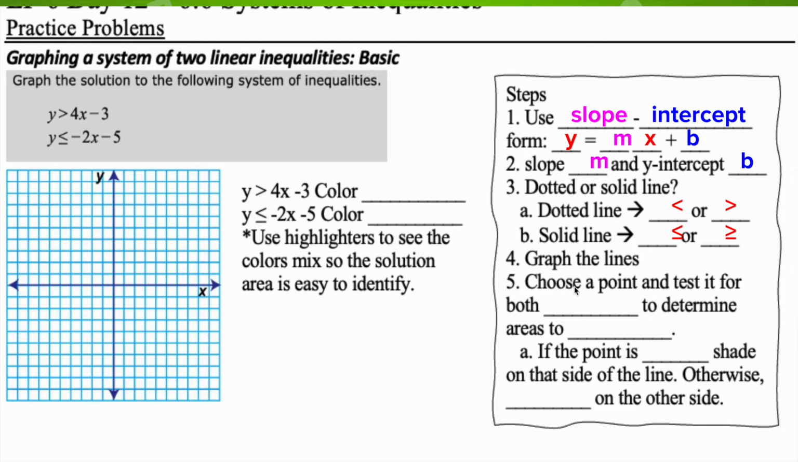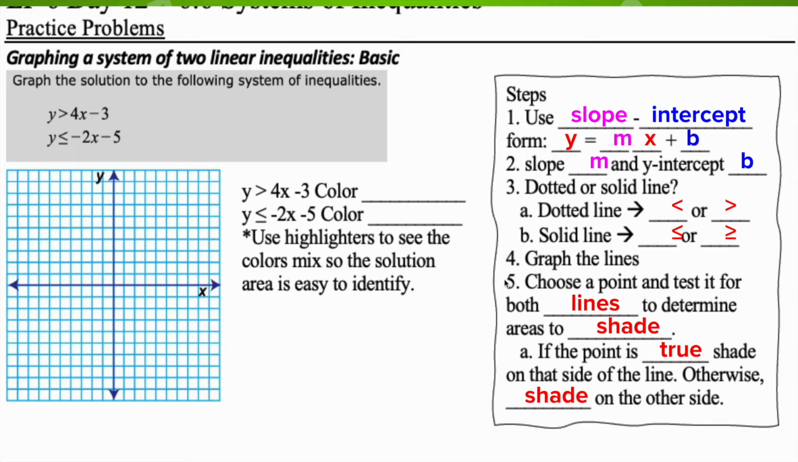And there's a way to swap that on Alex. It's a really cute little tool that's on there. And then to decide which direction you're shading, you choose a point to test for both lines to determine the areas to shade. If the point is true, you shade on that side of the line. Otherwise, you shade on the other side.